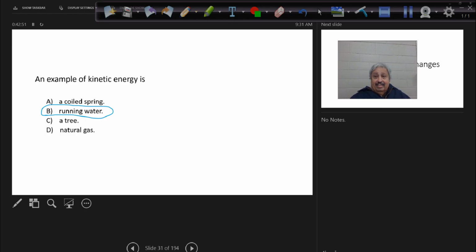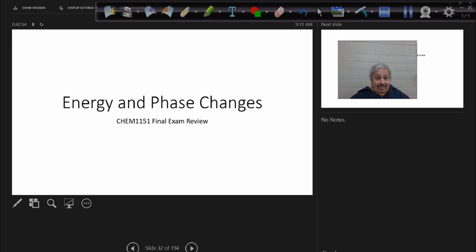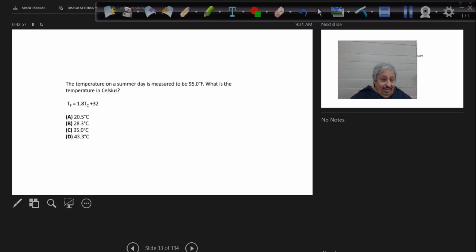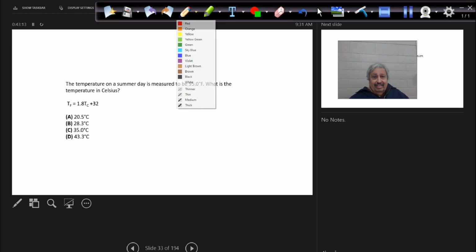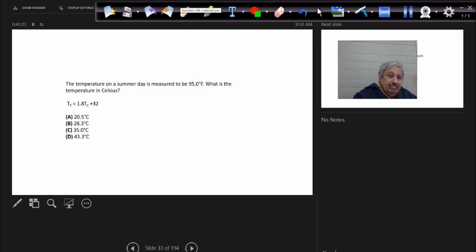So let's take this, conversion of temperature. The temperature of a summer day is measured to be 95 Fahrenheit. What is the temperature in Celsius? Well, this one here, I doubt it will come, but if it's coming, then remember the things we have. We said about the 3 systems. So we have 3 systems, guys. Just remember those 3 systems and the difference between the units.